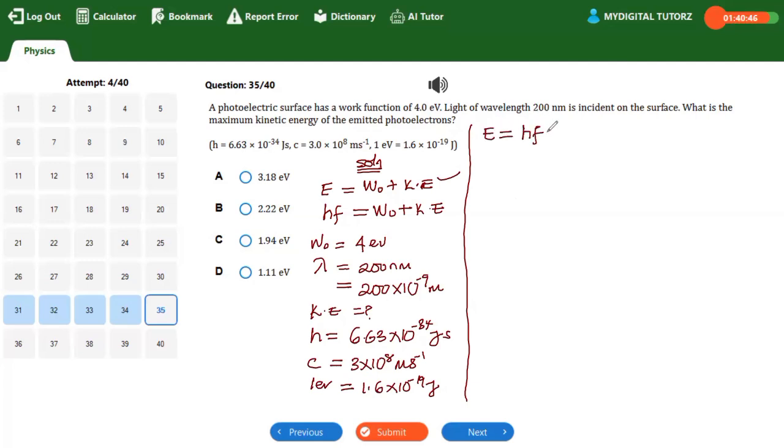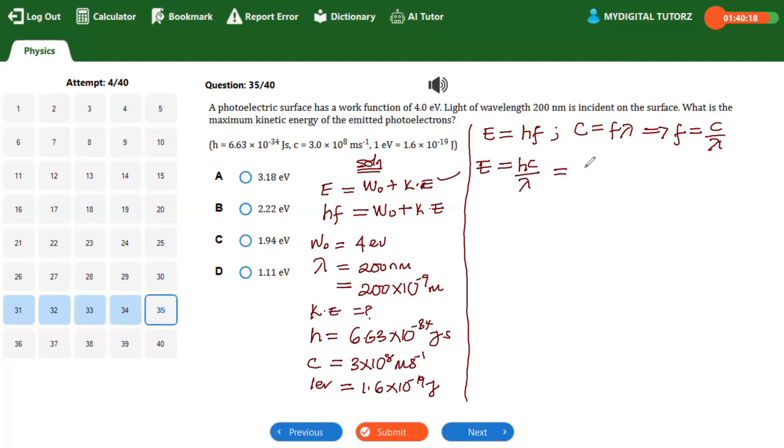Since f is not given, but we know that C is equal to what? f lambda, right? So we can write f in terms of C and lambda, which implies f is equal to C all over lambda. Therefore, in this energy formula for the photon, you have h. Anywhere you see f, you put C over lambda, you have hc all over lambda. So I can now calculate the energy of the photon.